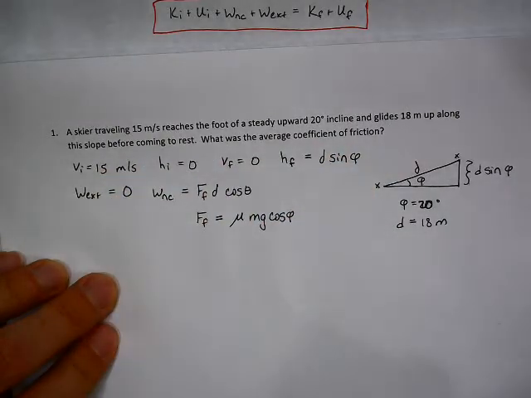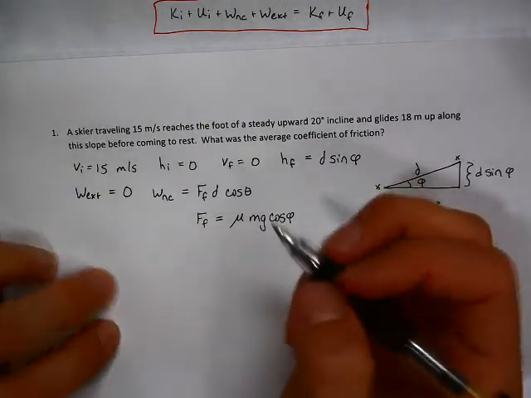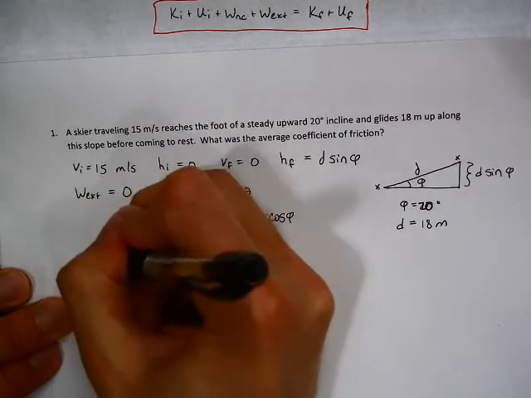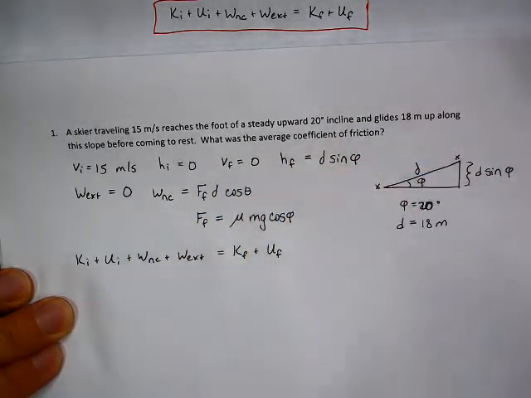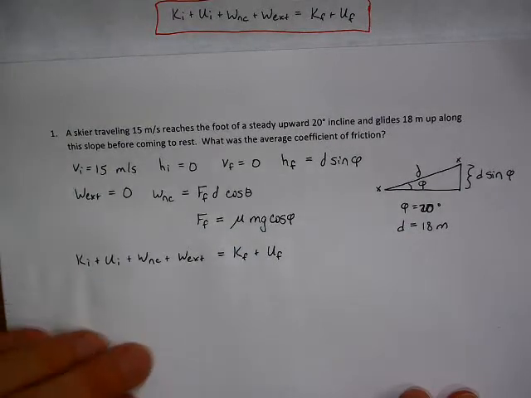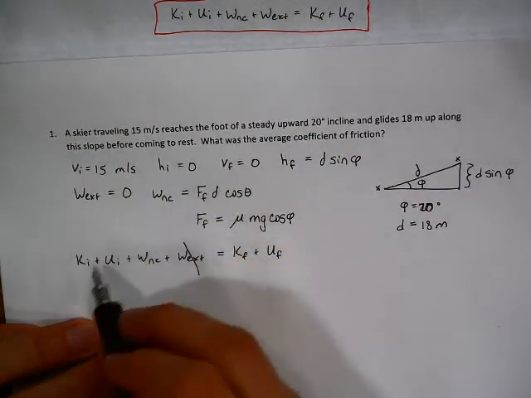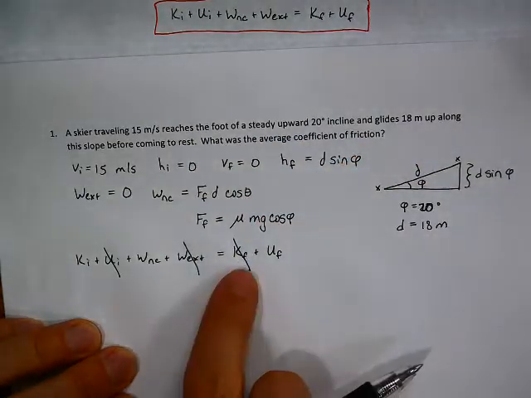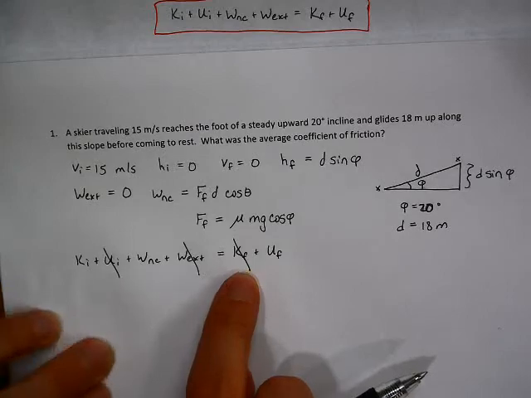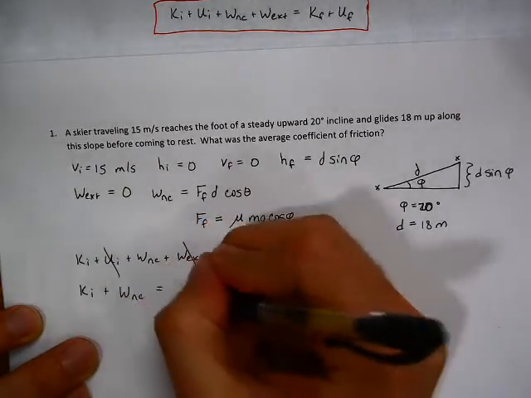Now that we've listed all our variables, we're going to use our master equation and calculate mu, the coefficient of friction. So we start in the same place every time with this long equation. And we see that some of these terms are 0. For example, this one. Our initial height is 0, so we have no potential energy at the beginning. Our final speed is 0, so we have no kinetic energy at the end. So we end up with initial kinetic plus the work done by friction equals the final potential.